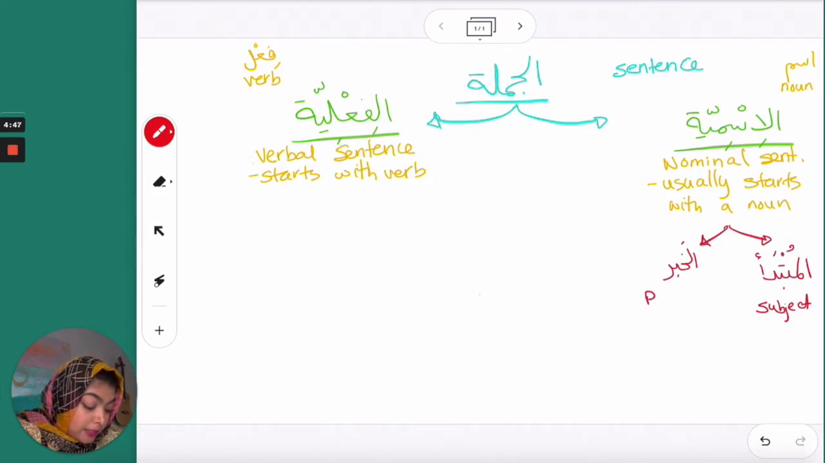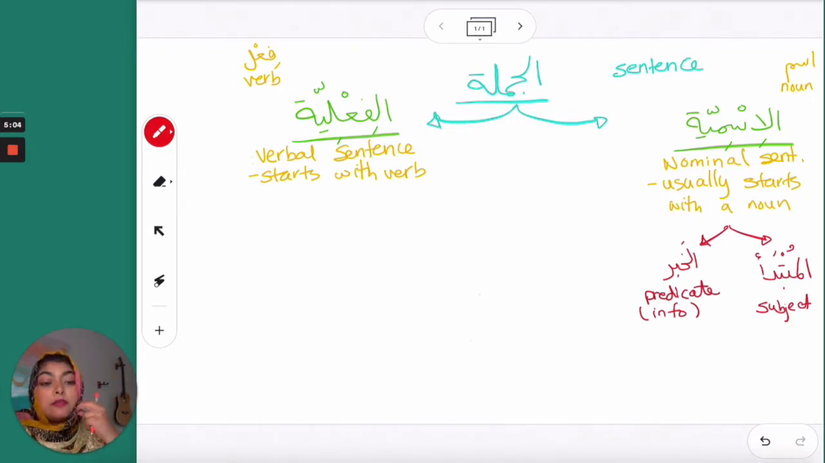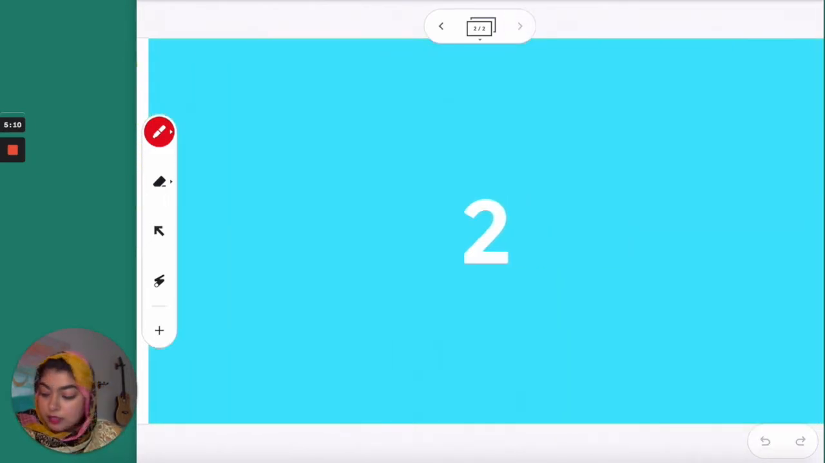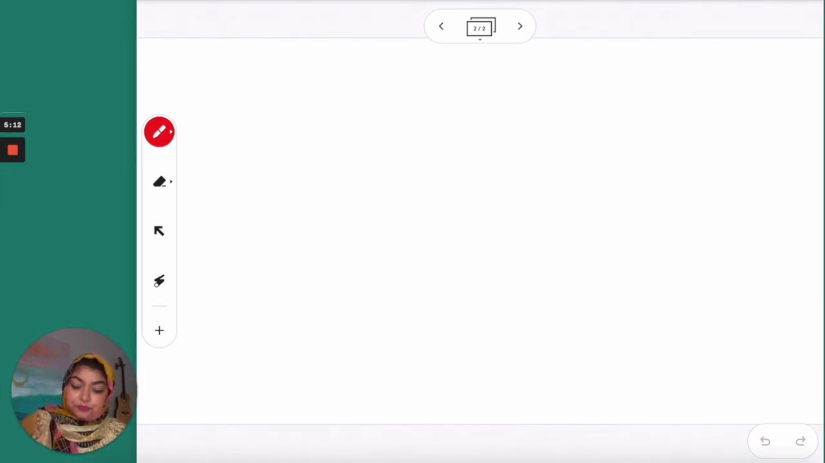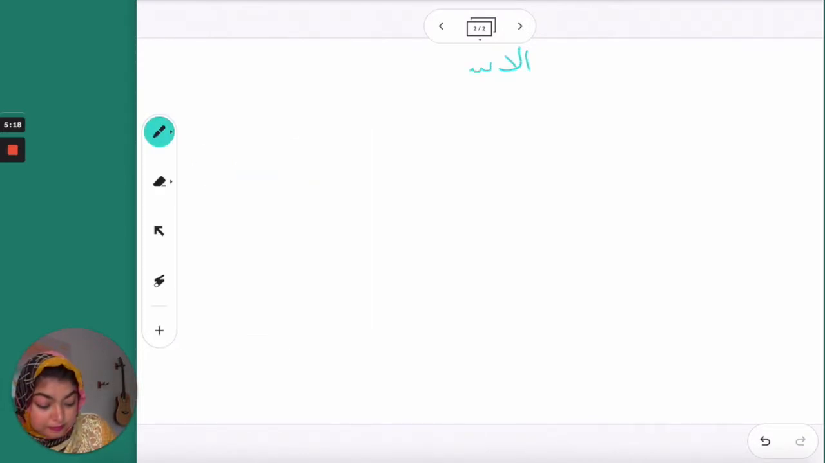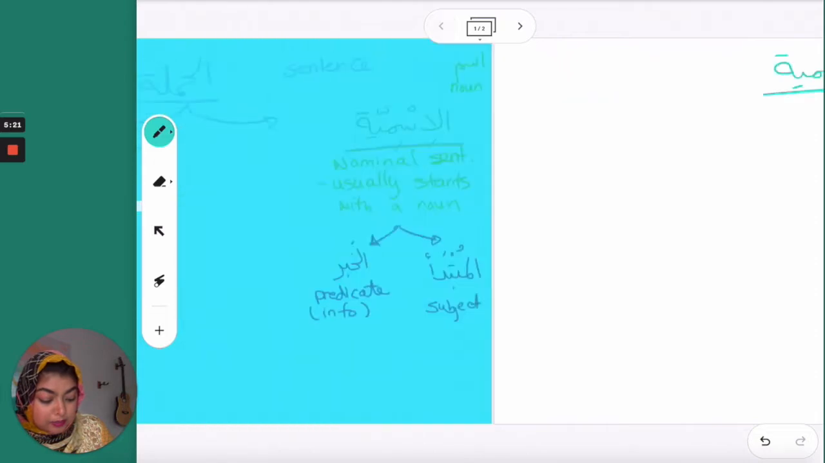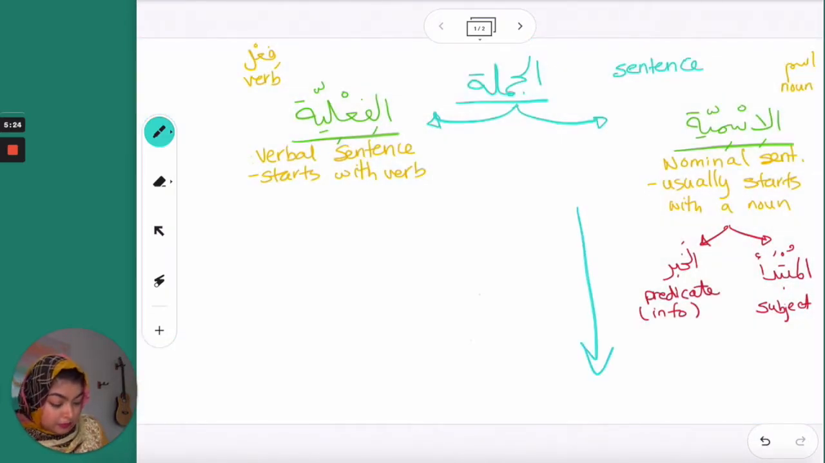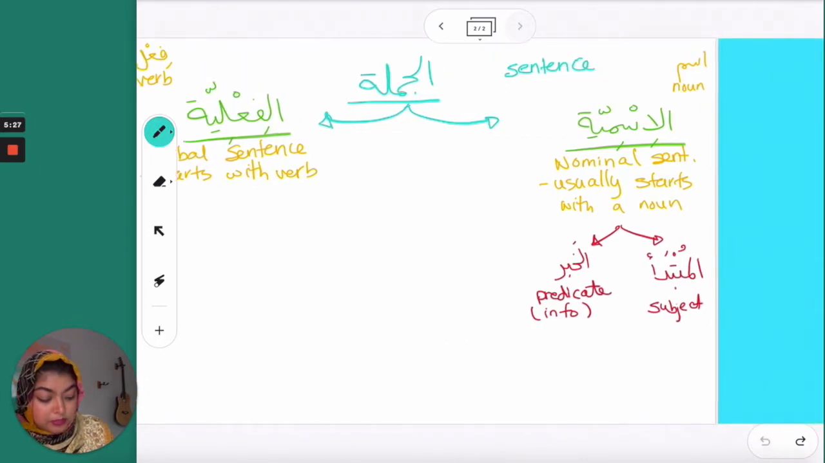الخبر is the predicate. If you don't know the word predicate, it's just خبر, the information. What are you telling me about the mubtada? Okay, so the first part is always al-mubtada. That's usually the noun that you start the sentence with. And then the information that you're telling me about that noun, we call it al-khabar. So I'm going to give you some examples. Okay. So right now we're only going to focus on الاسمية. If you're taking notes and you want to just continue down your column with this, that's fine. I'm just going to move over the slide so I have room.